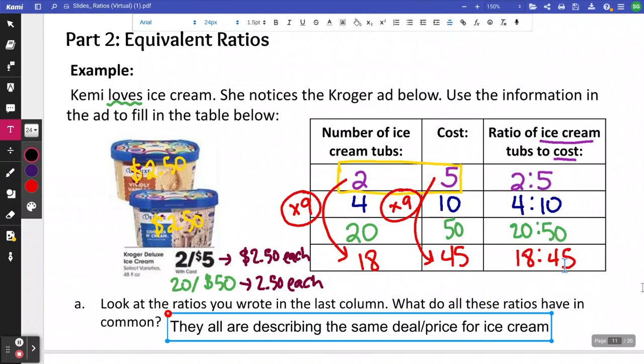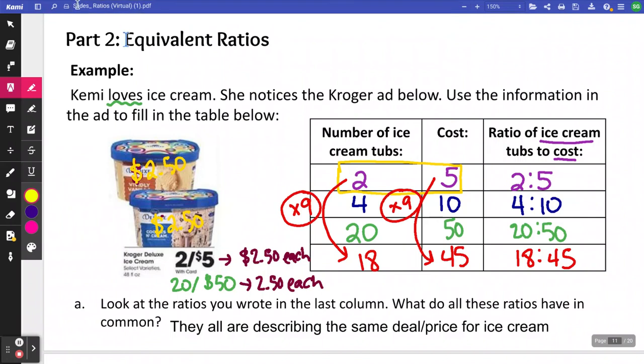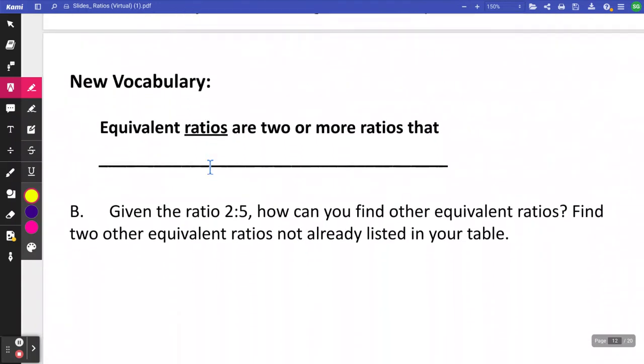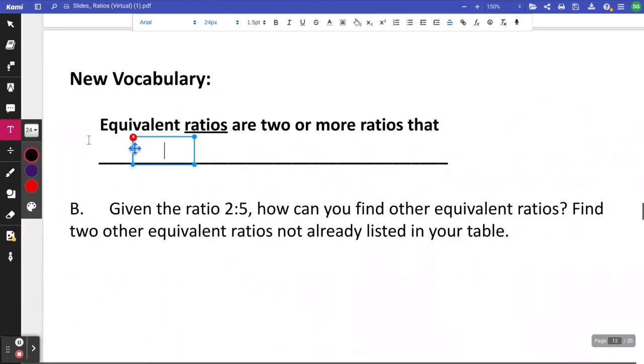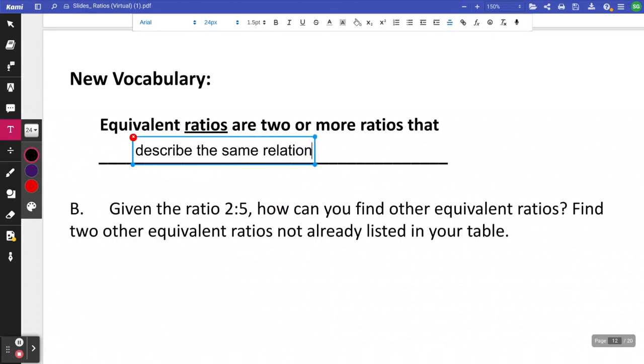When we have all of these ratios here, because they're all describing the same relationship between how many tubs of ice cream you're buying and the cost, we could say that all of these ratios here are equivalent ratios. Now, we started off this lesson talking about that word equivalent. We said equivalent ratios are equal ratios. They're all ratios that are describing that same relationship. And here's our other vocabulary word. Equivalent ratios are 2 or more ratios that describe the same relationship between 2 numbers or 2 amounts.